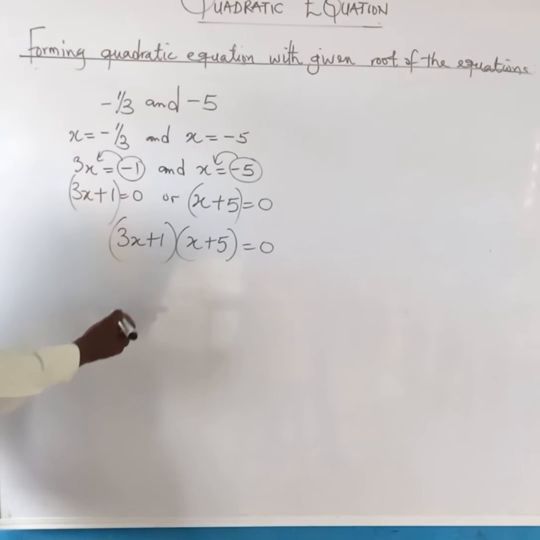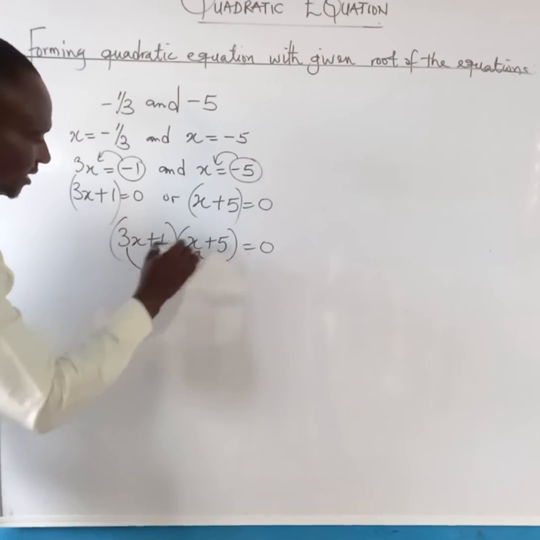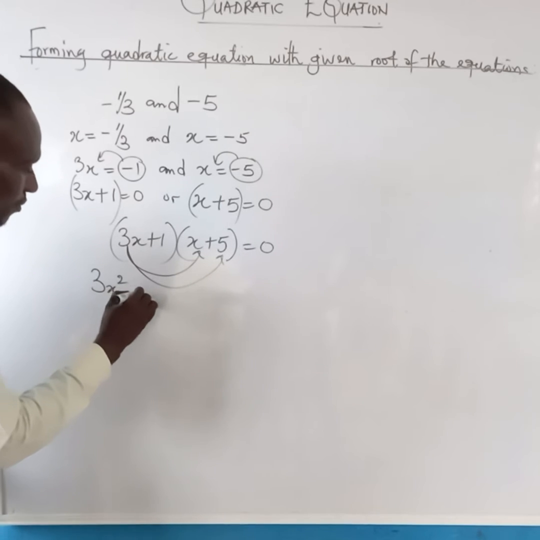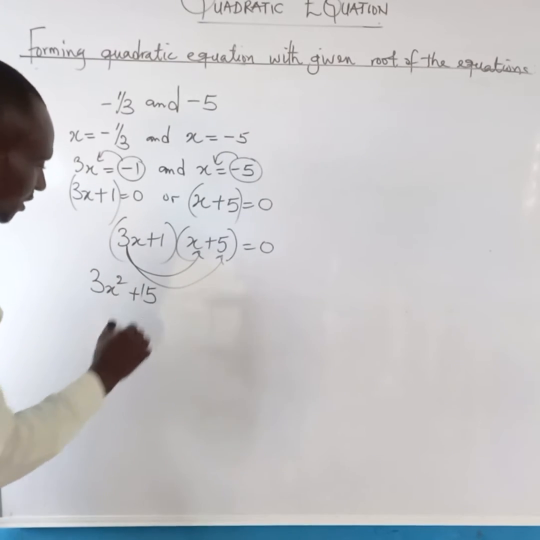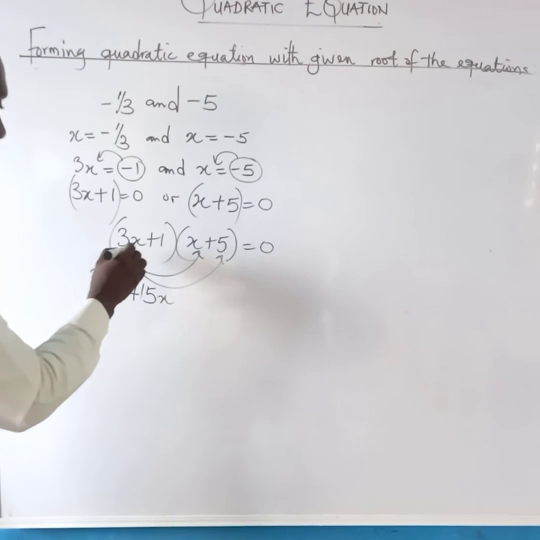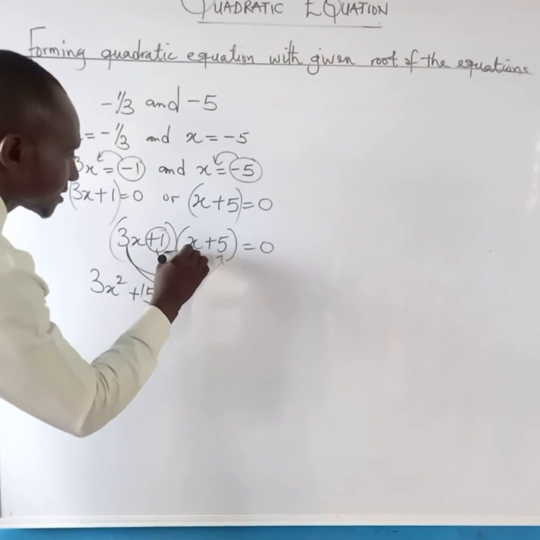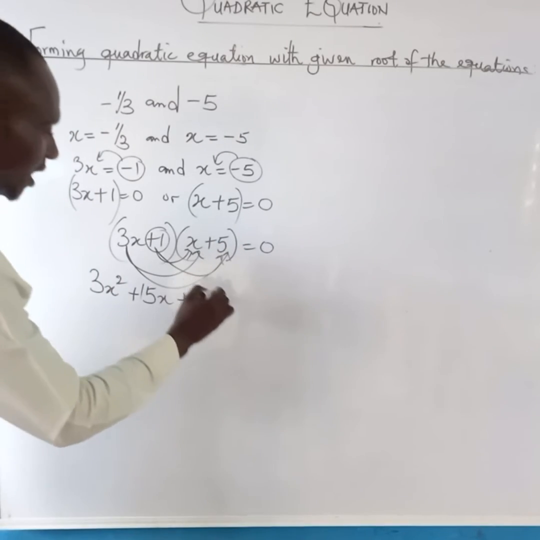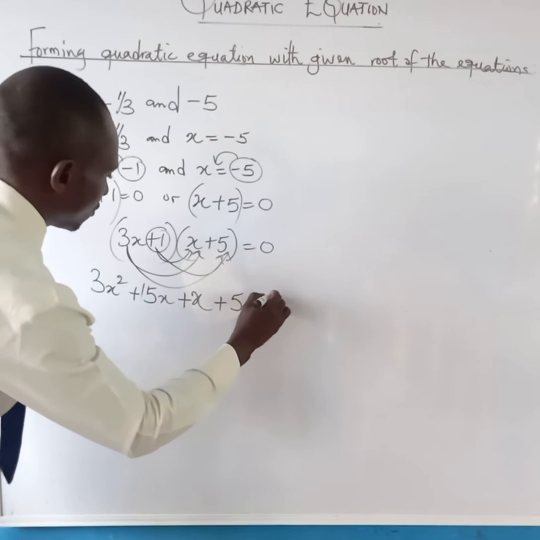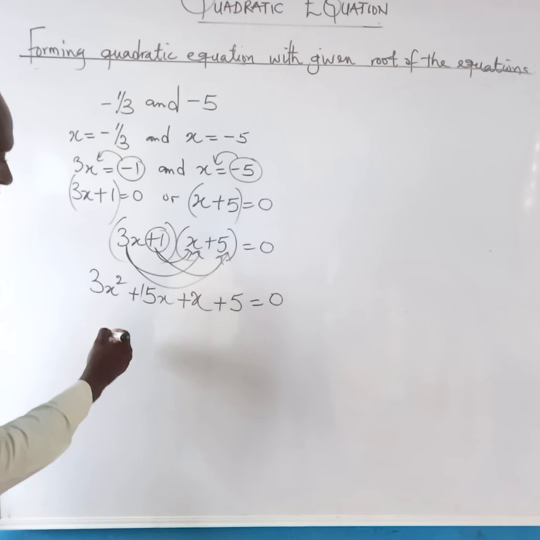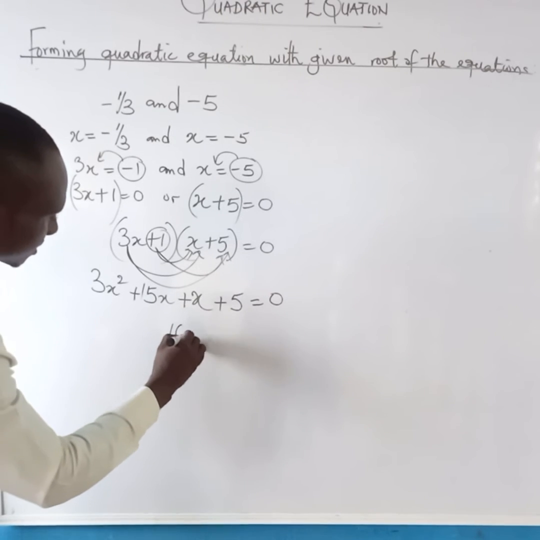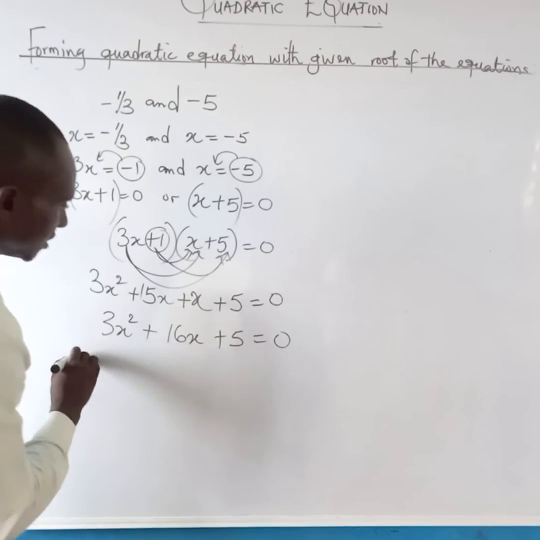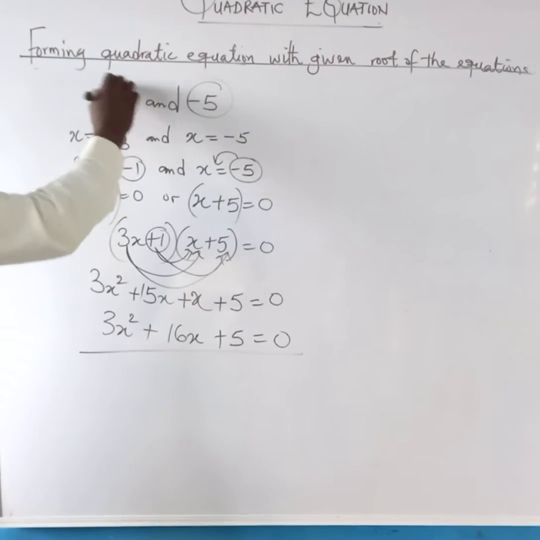Let's do our multiplication. This 3x multiplied by x, we have 3x squared. The same 3x multiplied by this 5, we have plus 15x. Then we take this plus 1 to multiply this x. We have plus x. Then this to this side, we have plus 5 equals 0. Let's add these two together. 15x plus x gives us 16x. Then we have plus 5 equals 0. Then 3x squared plus 16x plus 5 equals 0. This is the equation of these two given roots.